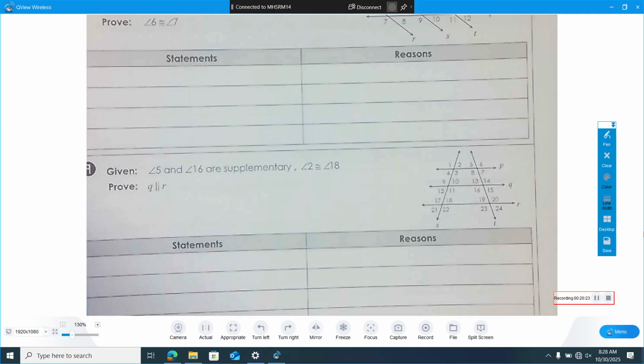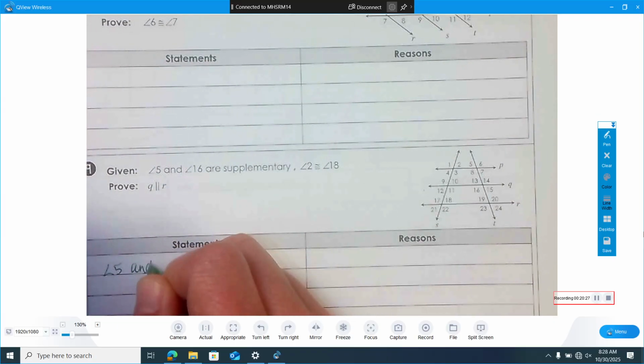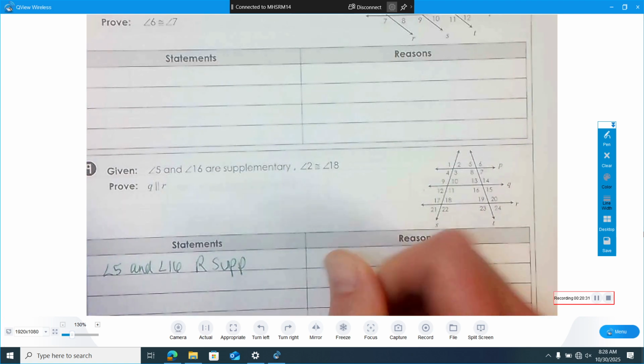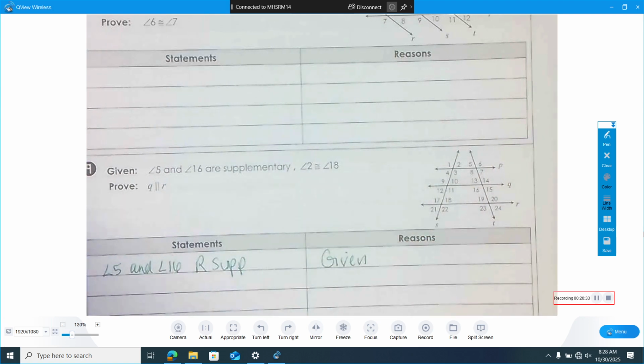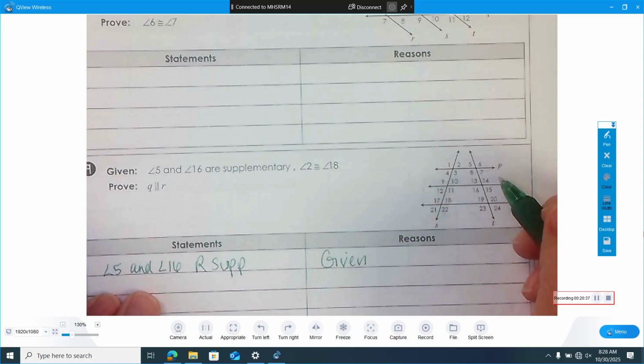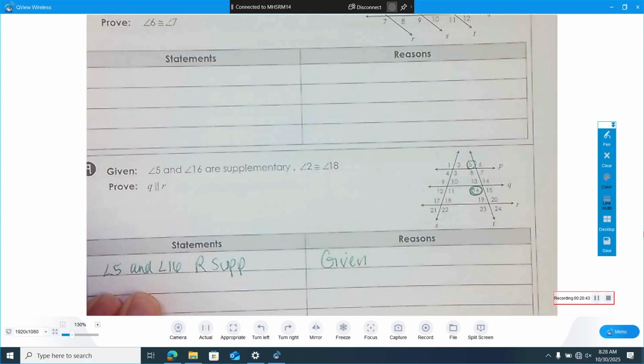Okay. All right, starting here, angle 5 and angle 16 are supplementary. How do we know? Given. All right. I'm going to mark my picture. So I know that 5 and 16 are supplementary.